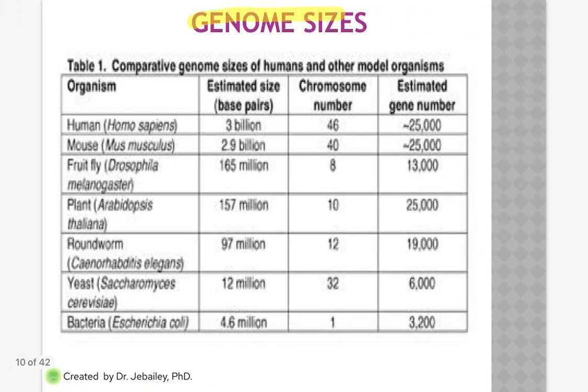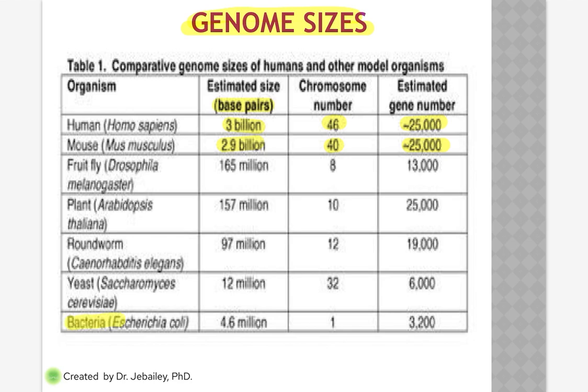Here we talk about genome size. When we talk about genome size, we're talking about the base pairs, that means the A, T, C, and G. You can see that humans, for example, have 3 billion, with 46 chromosomes and about 25,000 genes. Interesting about this, look at a mouse. A mouse has 2.9 billion with 40 chromosomes and 25,000 genes. So it doesn't necessarily mean that if you have the same chromosome number, you're going to have the same amount of genes or the same amount of base pairs.